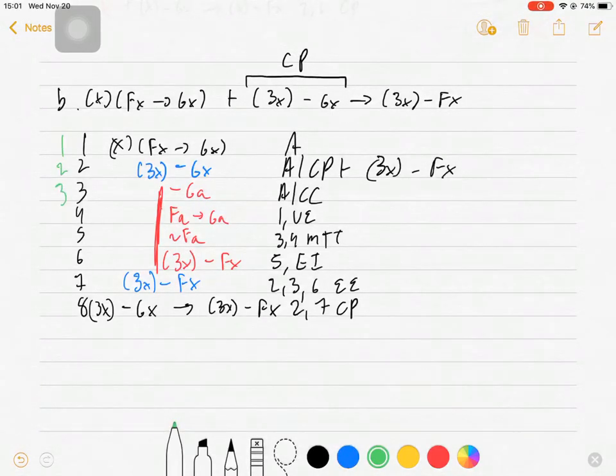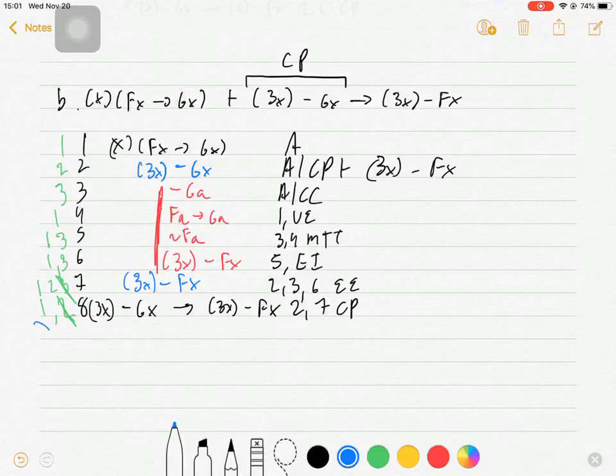1, 2, and 3. 1 and 3, 1 and 3. This is a 1, a 2, and a 3, and you discharge the 3. 1 and a 2, discharge the 2, and we end up with just assumption number 1 left alive, which is as it should be.